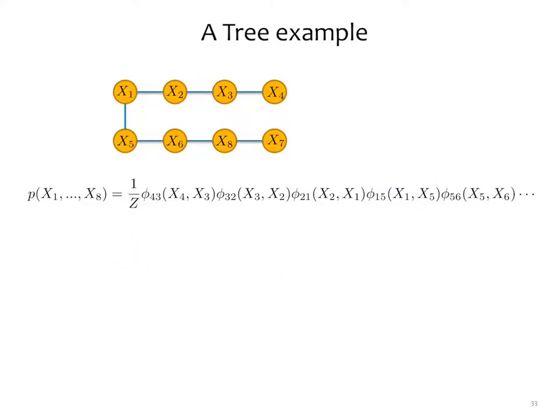So if I have a chain, for example, a chain of 8 random variables, very obviously I can write it as a factor graph. It's like factors between 4 and 3, 3 and 2, 2 and 1, and so on and so forth. But can I write this as marginals?